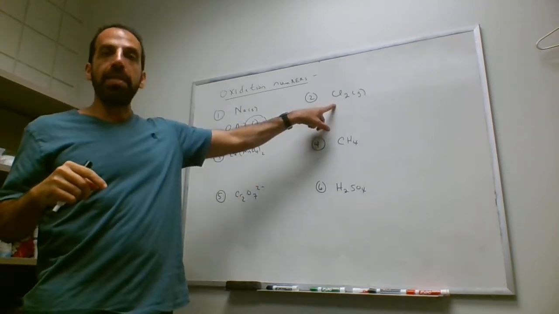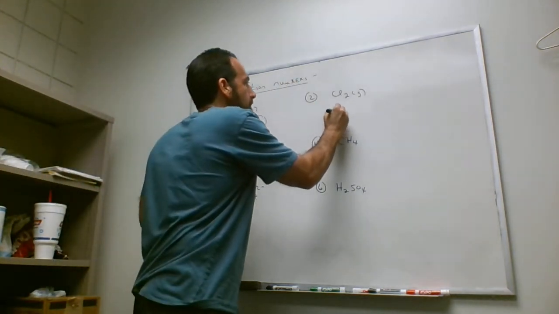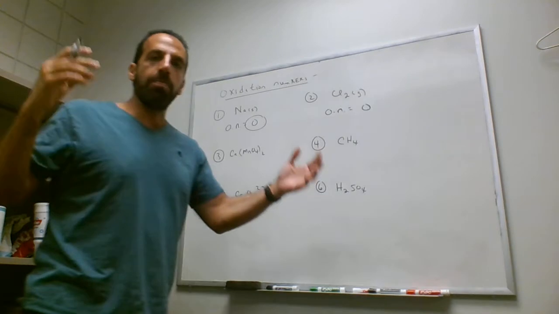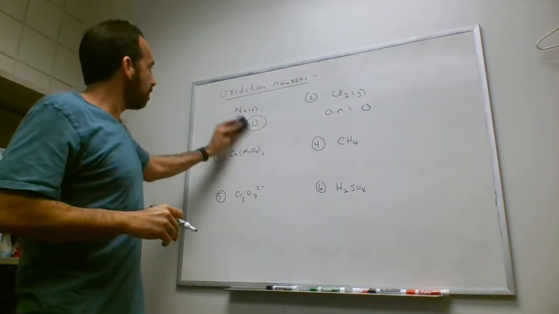Same thing with chlorine gas. Remember, chlorine is diatomic, Cl2 gas. So its oxidation number is going to be 0. And again, natural states are just by themselves in nature. Let's take a look at this other one here. Let me erase this.